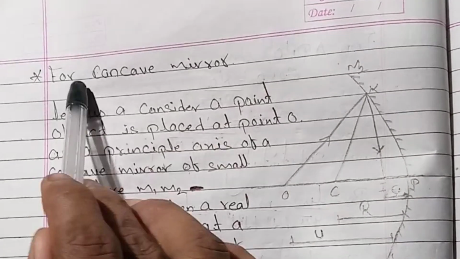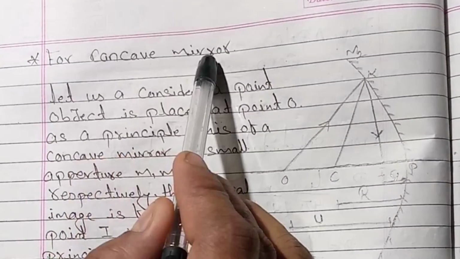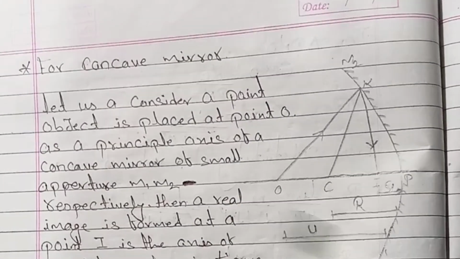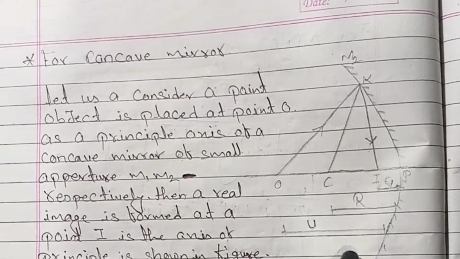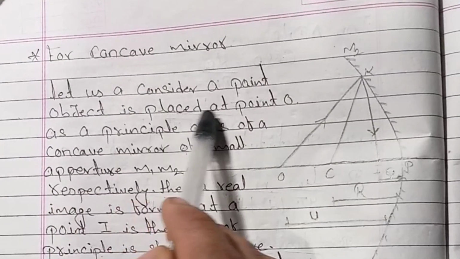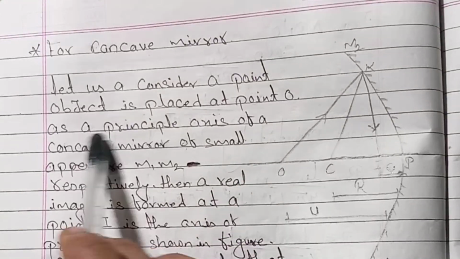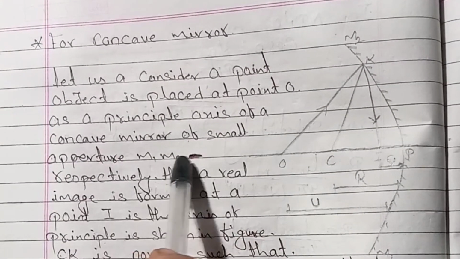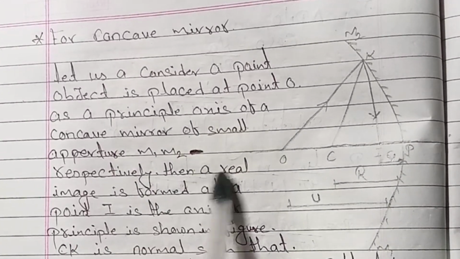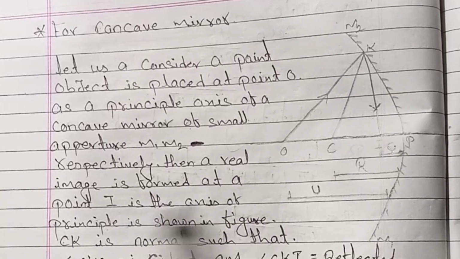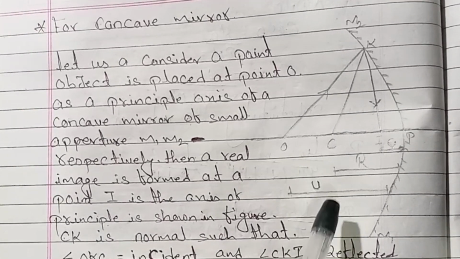Derive the mirror formula for a concave mirror. You can draw this figure, because this is the concave mirror. Let us consider a point object placed at point O on the principal axis of a concave mirror of a small aperture M1 M2. Then a real image is formed at point I on the principal axis, as shown in the figure.